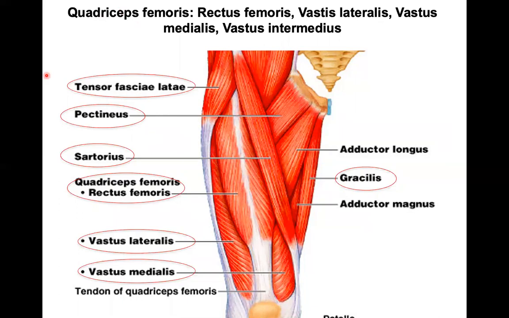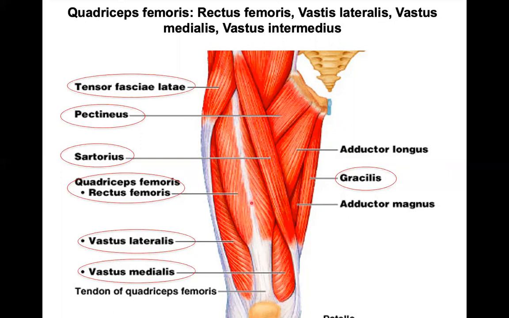What are these muscles specifically? We have the muscle that runs in the middle. This is a straight muscle called the rectus femoris. And we have two muscles on the side. If it's on the lateral aspect of the thigh, it's called vastus lateralis. And if it's on the medial aspect of the thigh, it's referred to as the vastus medialis.